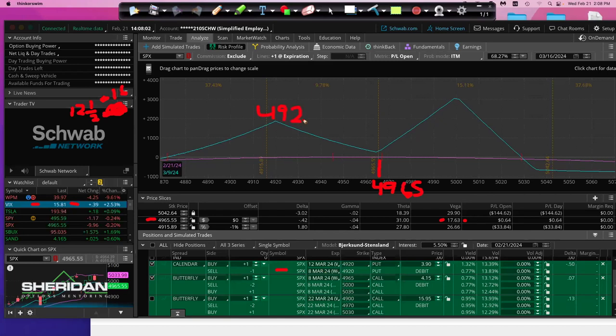And you can see the logistics here. There's 4 days between the long and the short of the calendar.